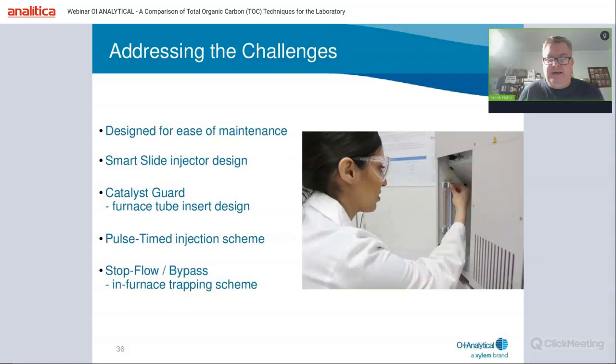There is the smart slide injector design, where the combustion tube cap slides over the tube and locks in position. It was designed so you don't have to replace an O-ring regularly, as with some other manufacturers. There's pulse time injection, where we spritz sample in so you don't have a big rush of sample hitting your combustion tube at once. And we have stop flow bypass, which is an in-furnace trapping scheme where the combustion tube cap over the tube acts as a CO2 trap.